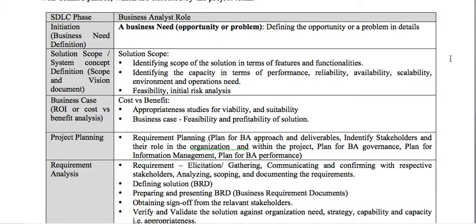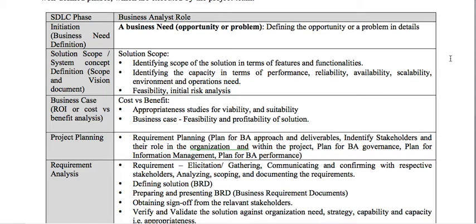The second phase is the solution scope, or the system concept definition. In this case, we define the solution scope, that is, we identify the scope of the solution in terms of features and functionalities. Then we identify the capacities in terms of performance, reliability, availability, scalability, environment, and operational needs. The last part is feasibility and initial risk analysis. These are the activities done before we present the solution and vision document. At the end of this phase, we must present the solution or vision document to the stakeholders.